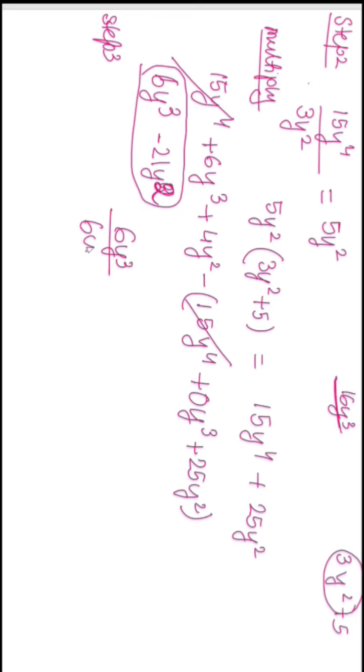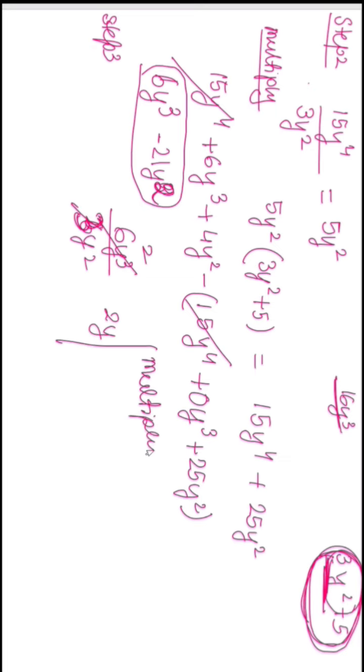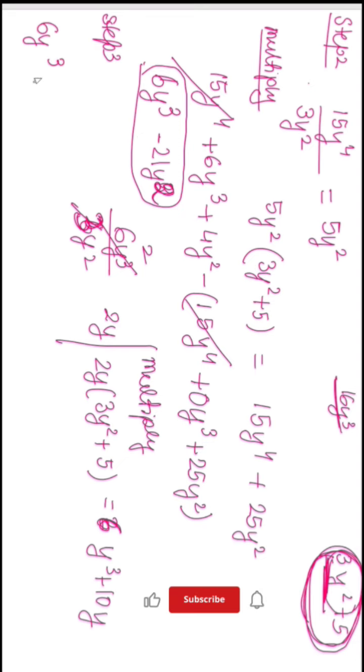6y cube divided by 3y square, because always my term, that is the checking term, is divided on the denominator side. So 6 divided by 3 is 2 times, and y cube by y square is y. So 2y into your 3y square plus 5. So I directly get 6y cube plus 10y. Now again I will subtract: 6y cube minus 21y square plus 10y minus your 6y cube plus 0y square plus 10y.